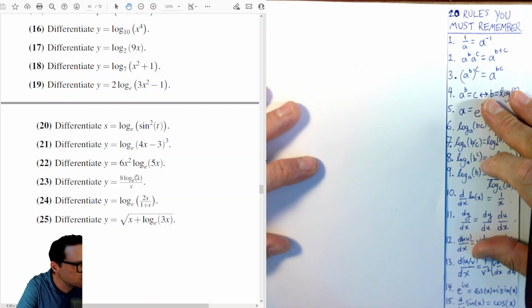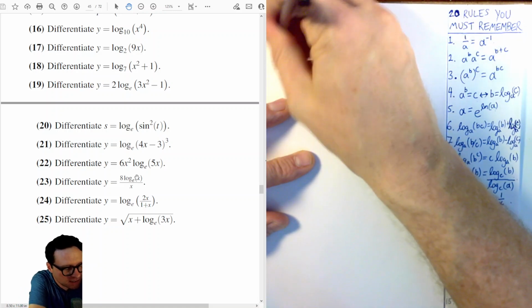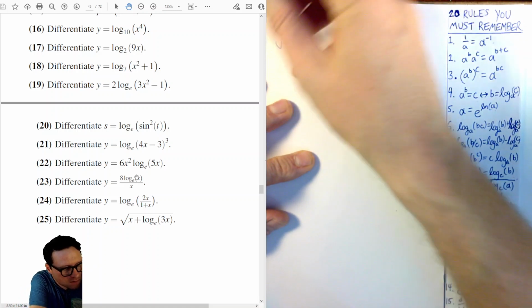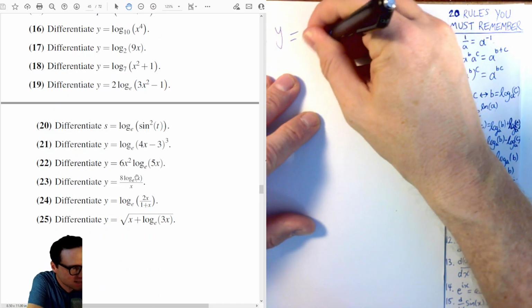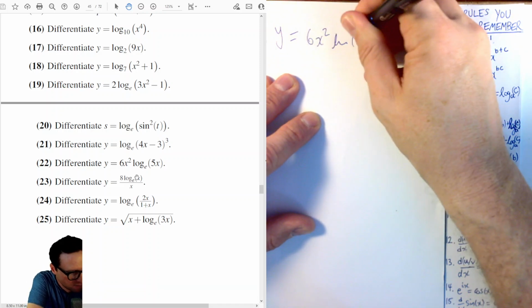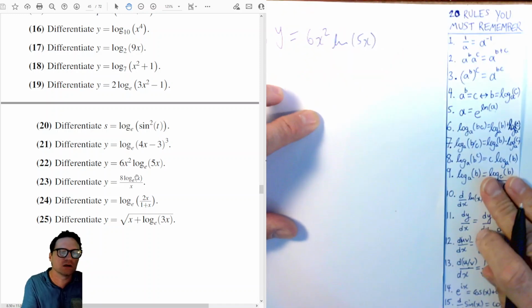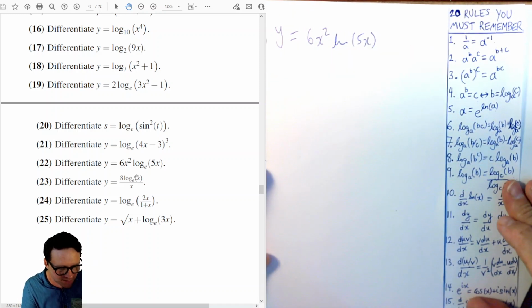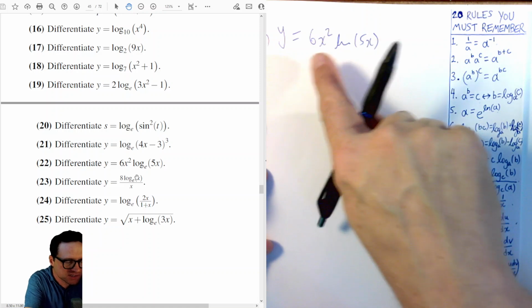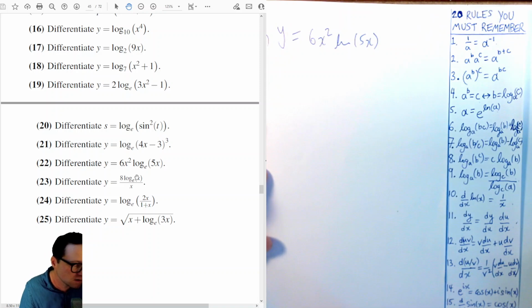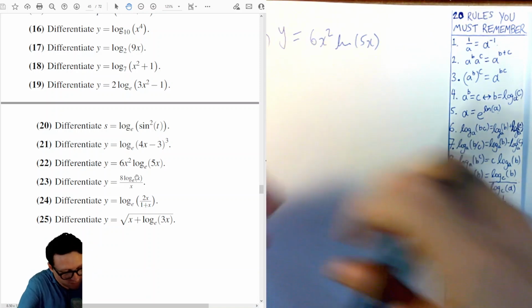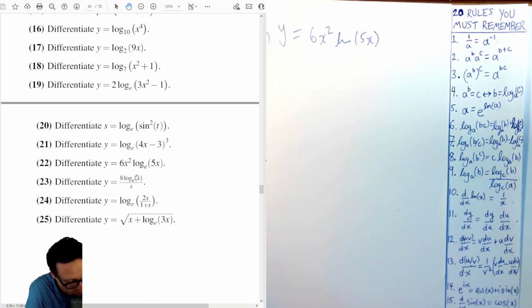Okay, question 22 says, differentiate y equals 6x squared ln of 5x. So we need to use the product rule here and the chain rule, but you see the structure is we have a product of two things, and then later we'll use the chain rule on this one. Or you know what, we could even break it up, right? And so we'll probably break it up because that looks easier.